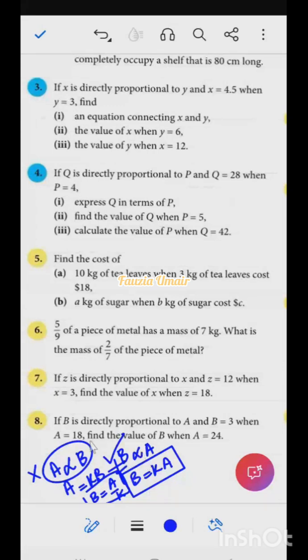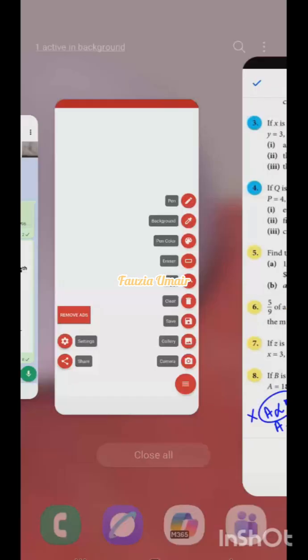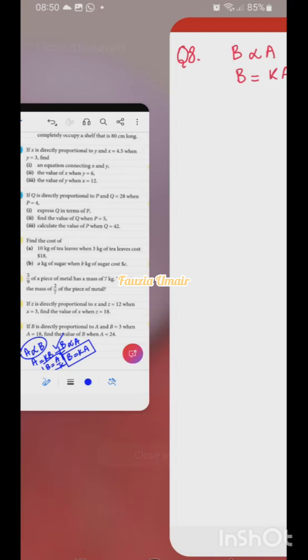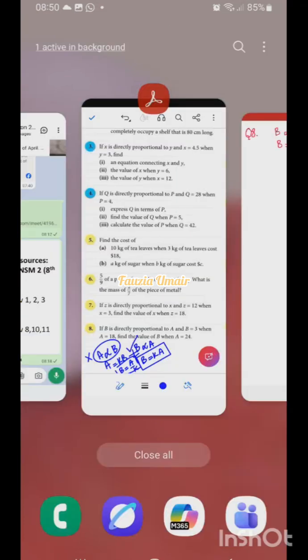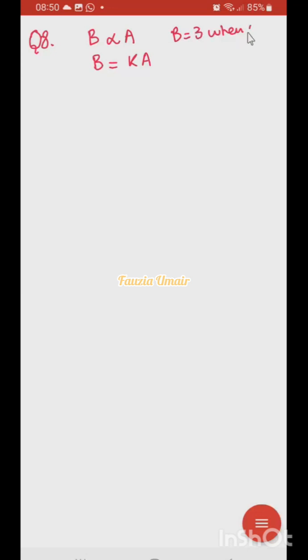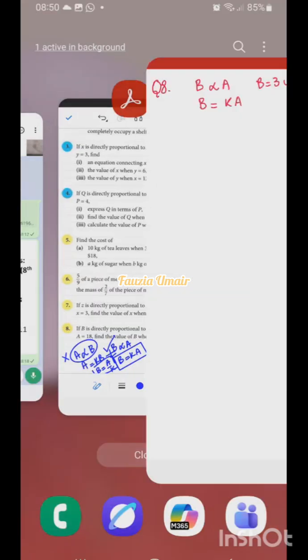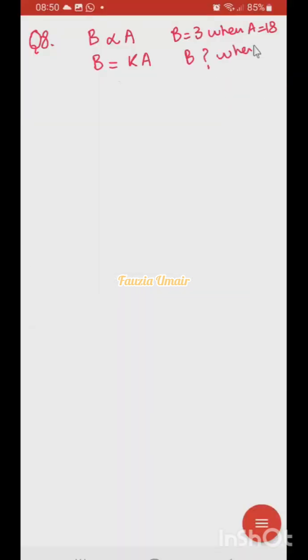So now we are going to do question number 8. If b is directly proportional to a, this is given to you. So definitely if you remove the proportion sign, it would be b is equal to ka. Now let's look at the other things we have. b is equal to 3 when a is 18. And we need to find out what is the value of b when a is 24.